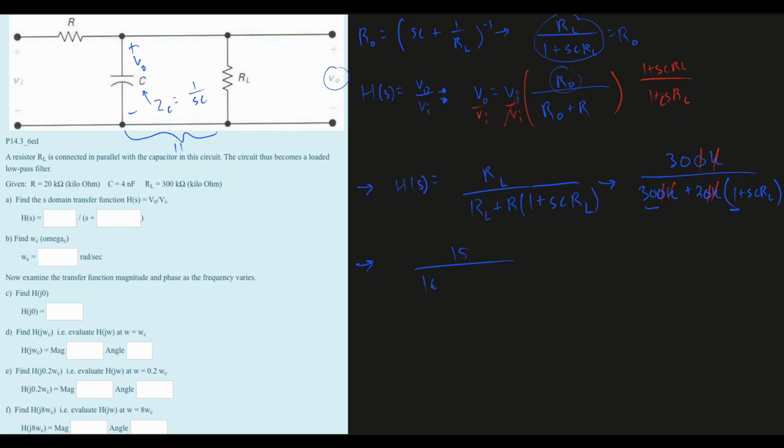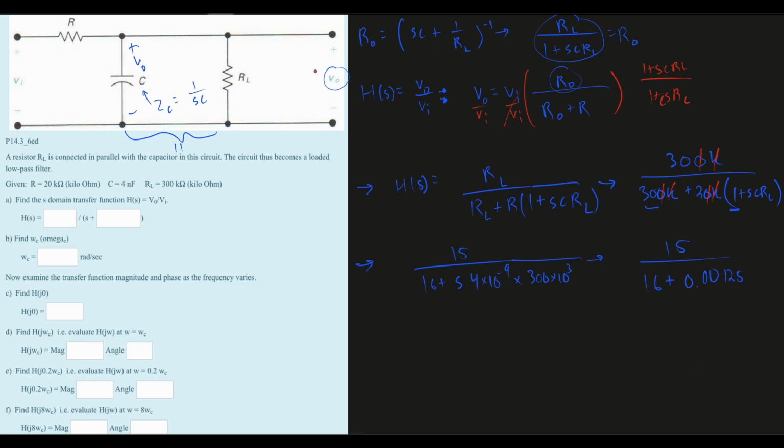So we're going to get 16 plus, and now we'll put everything in. So we have our S times our 4 times 10 to the negative 9 times our RL, which is 300 times 10 cubed. And so this is the new equation, and we can plug this into a calculator. After we plug this into a calculator, you're going to get this.